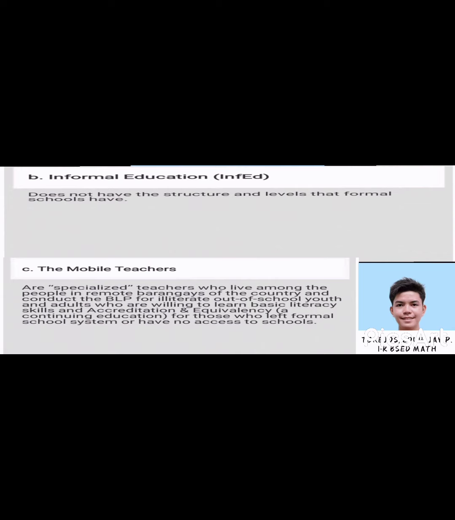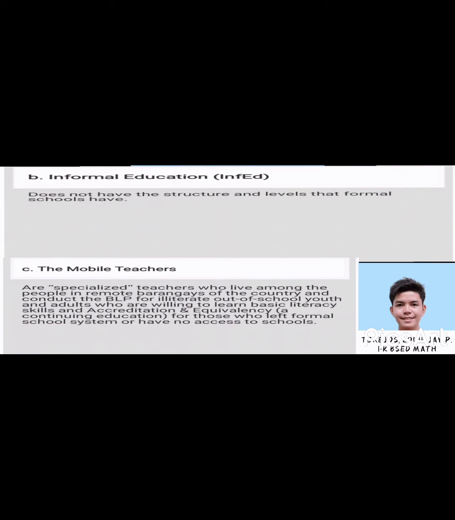So third is the mobile teacher. The mobile teachers are specialized teachers who live among the people in remote barangays of the country and conduct the BLP for illiterate out-of-school youth and adults who are willing to learn basic literacy skills, and accreditation and equivalency, a continuing education for those who left the formal school system or have no access to schools.